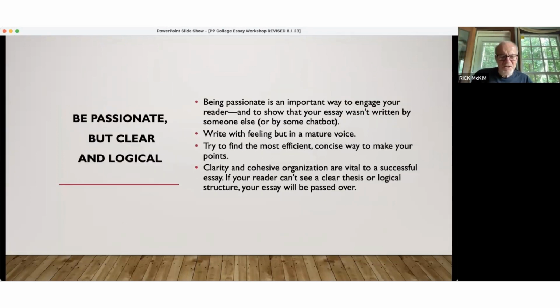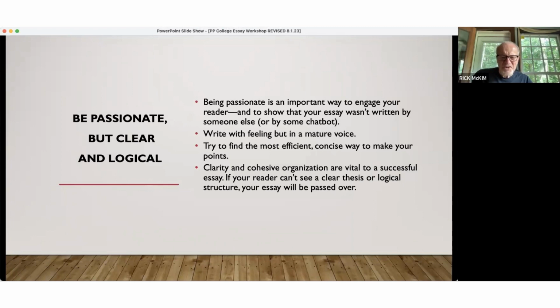Be passionate but clear and logical. That sounds contradictory, but it's not really. Being passionate is an important way to engage the reader, to have a passion for the subject you're writing about, and to show that your essay wasn't written by someone else or by a chatbot. Write with feeling, but in a mature voice. Find the most efficient and concise way to make your points.